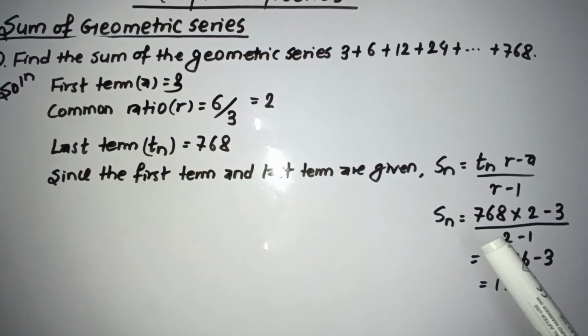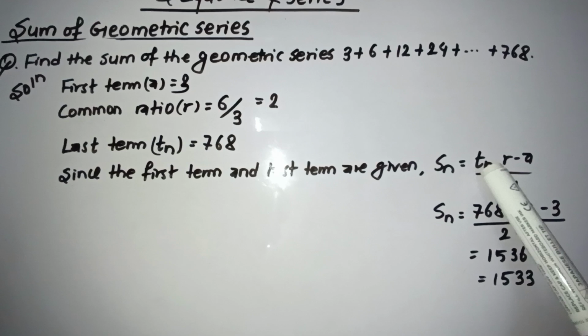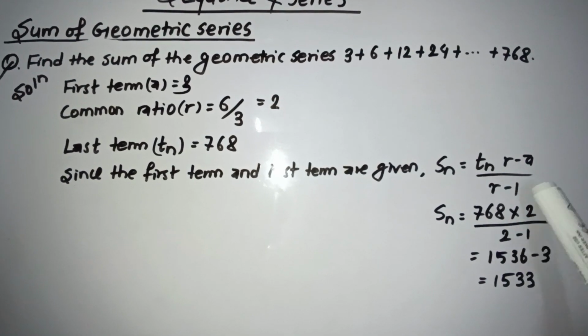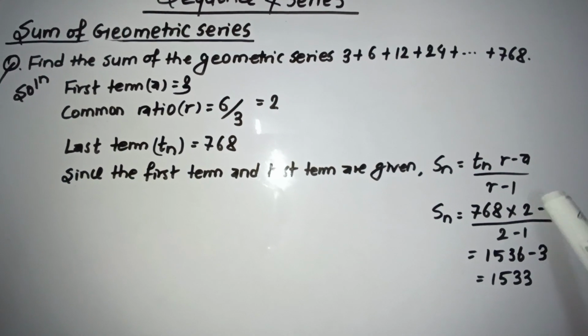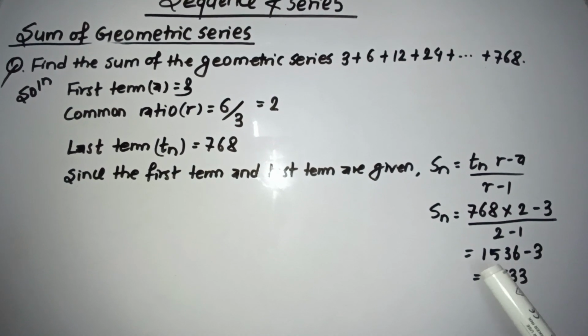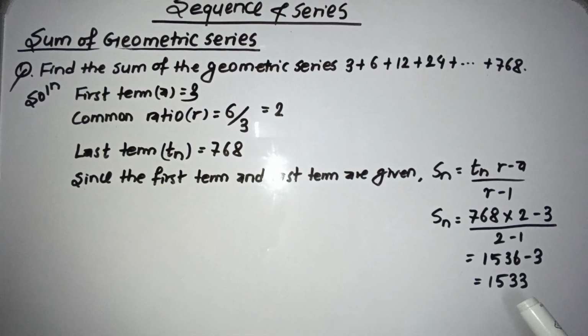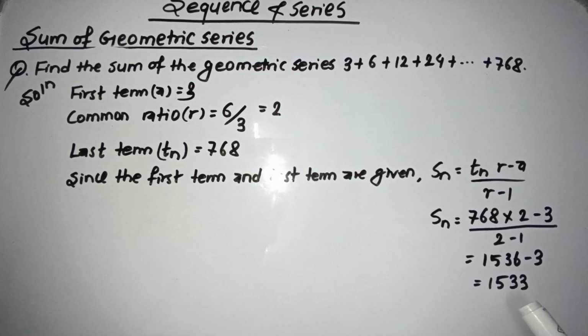Substitute all the values which are given in the question, that is the last term 768 multiplied by the ratio 2 minus 3, the first term, divided by 2 - 1. Then we finally get 1533 as our required answer.